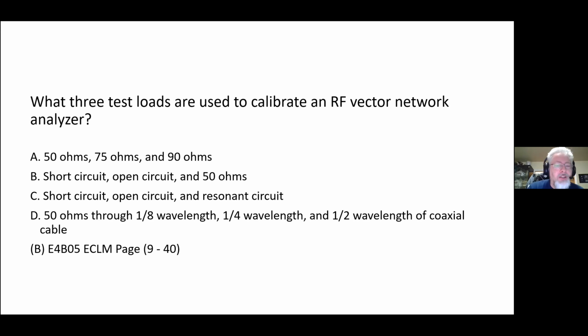Yeah, the only ones that I've ever had were the short, open, and 50 ohm load. I haven't, and I've got two of the vector network analyzers. Two very cheap ones, by the way. But nonetheless, they're a lot of fun.